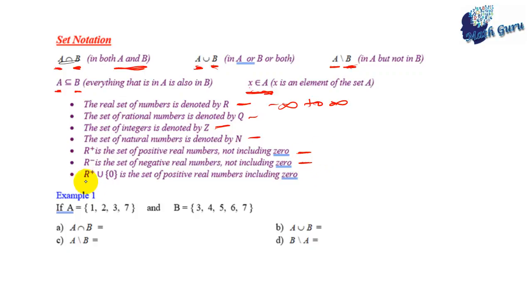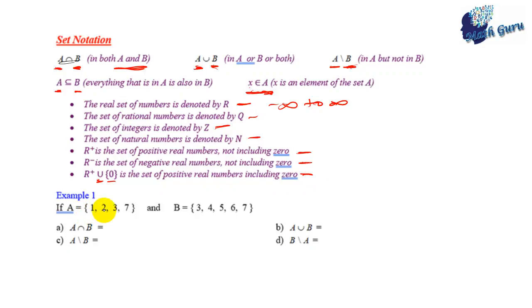If you want to include 0, you just say R plus or 0. That's just 0 by itself in a set, so it just means R plus and include 0 in that set. Don't put intersects because R plus doesn't intersect 0, so that's why it's R plus or 0. It's the set of positive real numbers including 0.